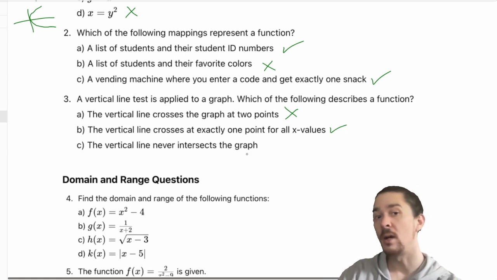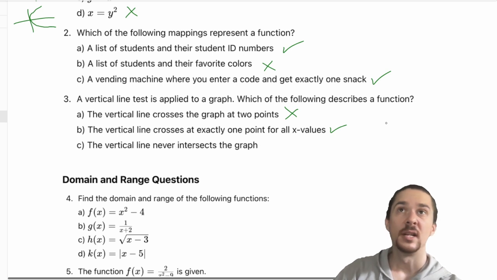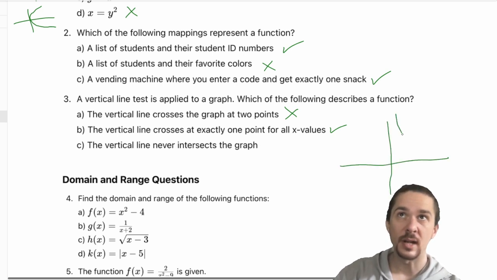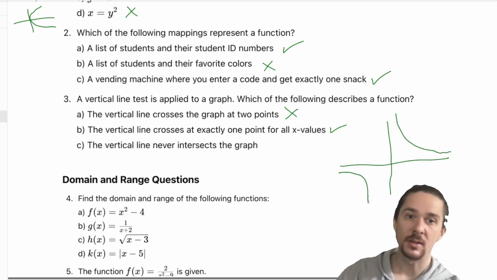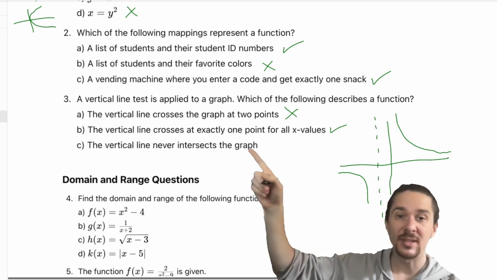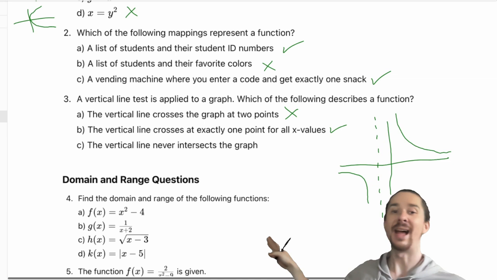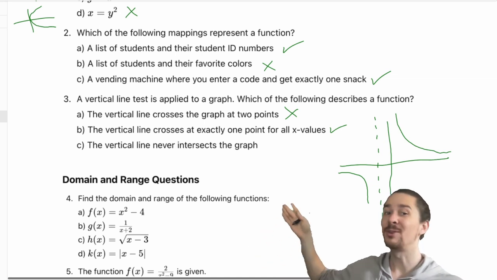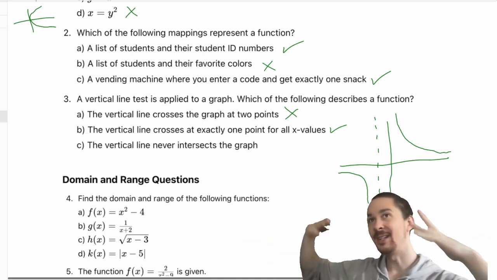You can have a vertical line on a function where it never touches. So as an example, we could take a function which is a hyperbola. So this sort of shape here, and if you have a vertical line here, it doesn't touch the function. If the vertical line never intersects the graph no matter where you put it, then you don't have anything. It technically passes the vertical line test, but I wouldn't call it a function or a relation. It's just nothing.